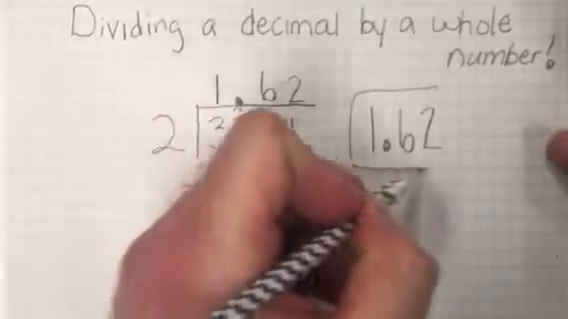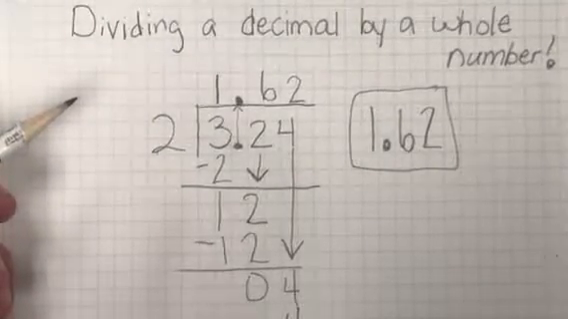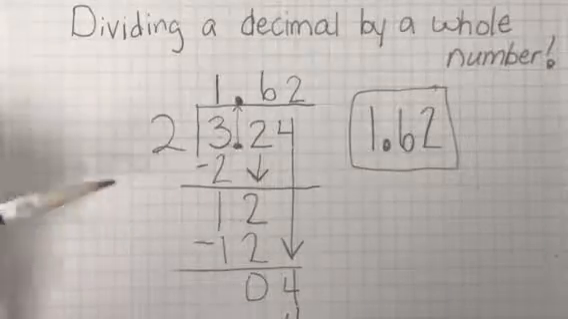Now remember, if I wanted to check that, all I would have to do is take 1 and 62 hundredths times 2, and it should equal 3 and 24 hundredths.